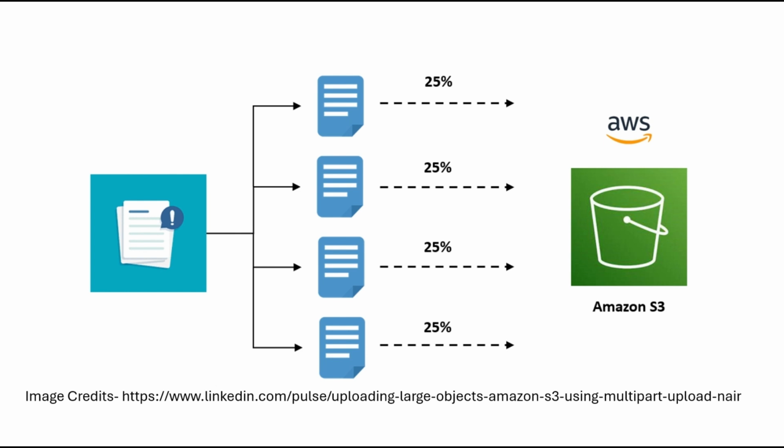As you can see in the diagram, suppose that I have a 1 terabyte file. It is broken down into 4 chunks, 25% each. Now each part will be uploaded independently. And once all the parts are uploaded, S3 combines them into a single file. So this is how the multi-part upload works. Now let us see the demo.